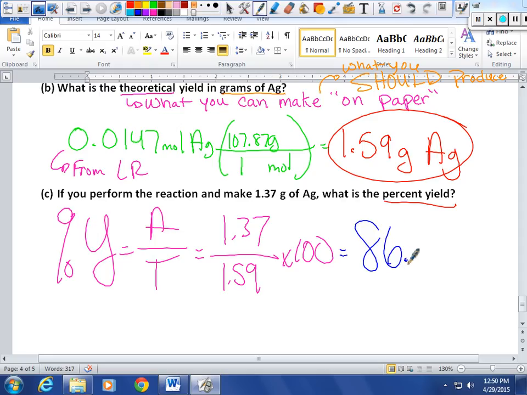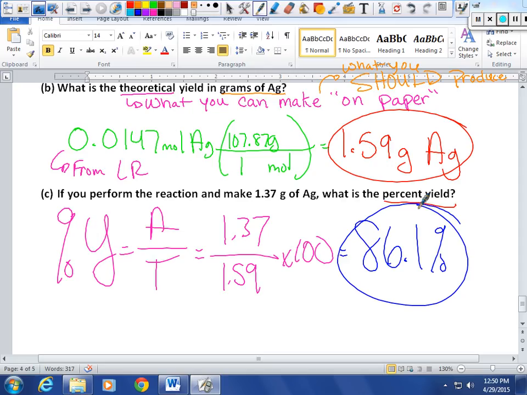86 point what? Did you do a good job? If I told you right now you had an 86 on this test before you ever took it, would you do it? Would you? Some of you, that's not acceptable. Some labs, that's not acceptable. Some labs, that's outstanding. So it just depends on what lab you're performing and all the things that go into it. But that is a good percent.